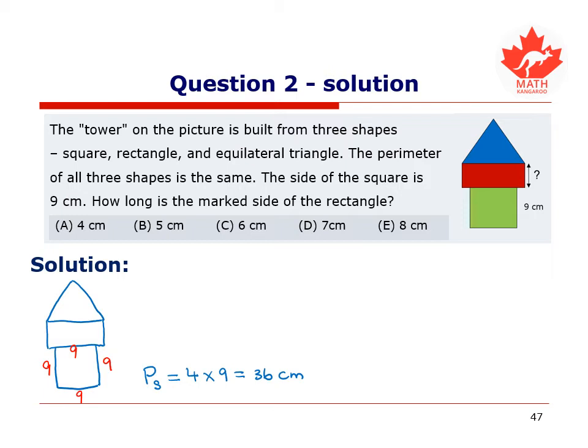We're told that the perimeters of all 3 shapes, the square, rectangle, and equilateral triangle, are equal. Now, we're not given the dimensions of the rectangle, and we're not given the dimensions of our triangle, but we are given some valuable information. Our triangle is an equilateral triangle, and that means all 3 sides have the same length. They're all congruent.